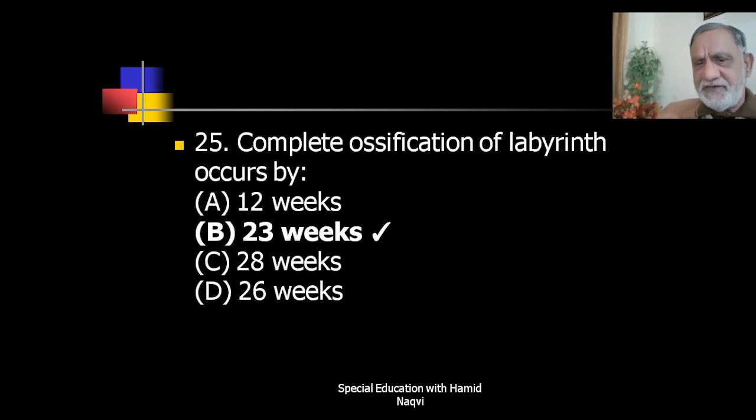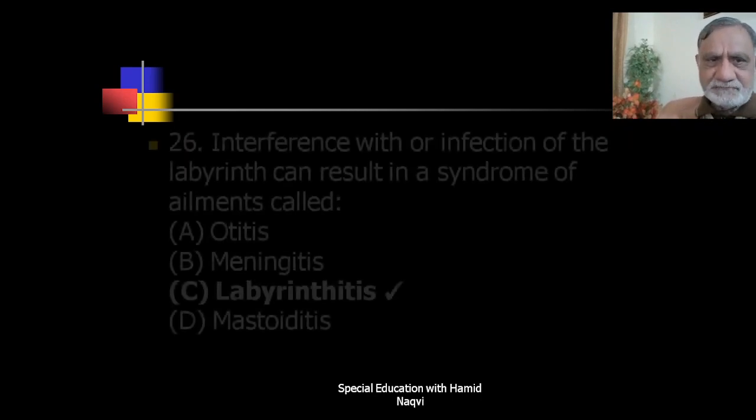Complete ossification of the labyrinth occurs. I hope we know the labyrinth is a part of the ear. And ossification means the bones, etc., are formed. It occurs in 12 weeks, 23 weeks, 28 weeks, or 26 weeks. So they occur in 23 weeks.